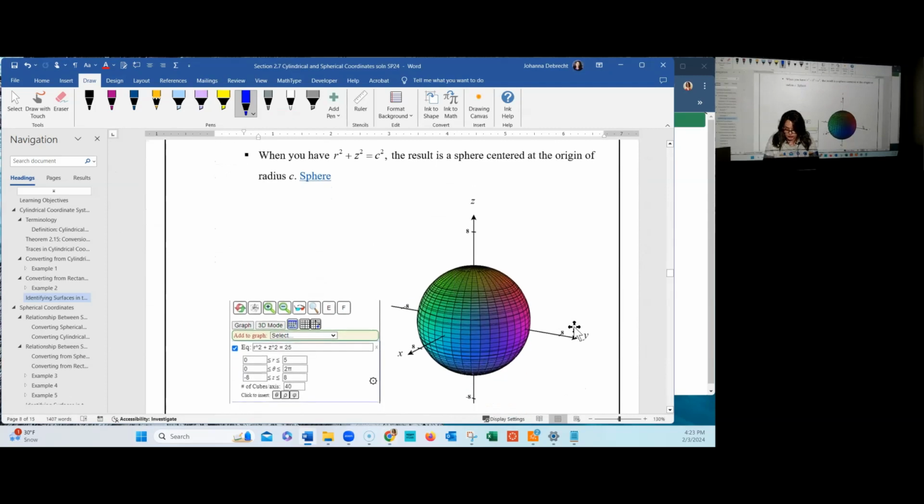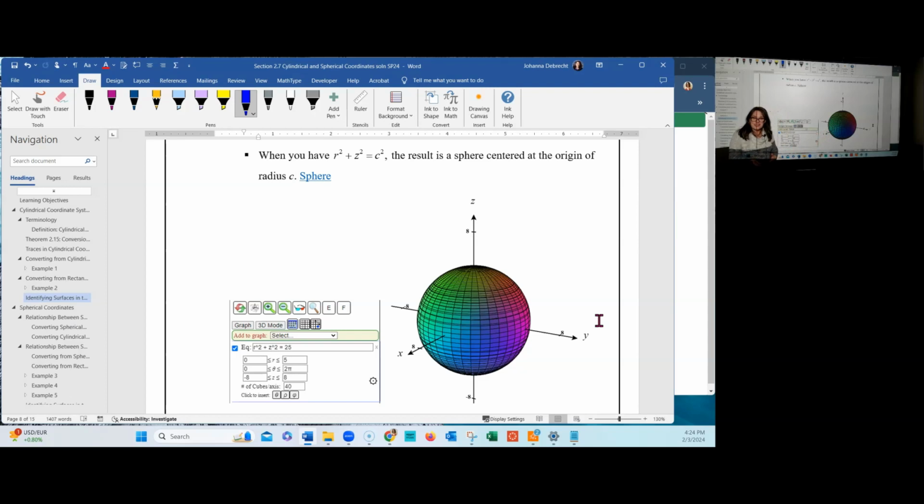If we have an equation, r squared plus z squared equals c squared, the result of that is a sphere centered at the origin. And you can see the picture right here. Now, how would we plot r squared plus z squared equals c squared in Calc Plot 3D? To do that, we would use an implicit surface since we're plotting the entire equation. If I solved it for r, I would have to split it into a positive root and a negative root and plot them separately, but it would give me the sphere.